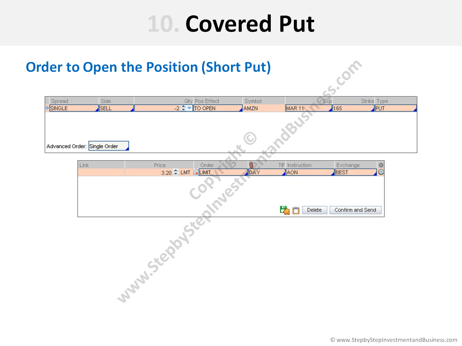Here we can see the order we must enter to open the short put position. It consists of selling 2 Amazon puts with a strike price of $165 and expiration in March 2011. In the side column, we select the action Sell to indicate the sale of options, and in the Position Effect column, we select the option To Open to indicate that we want to open a new position. The entered price is $3.2, and the order type is Limit.